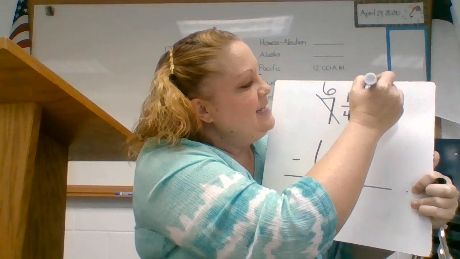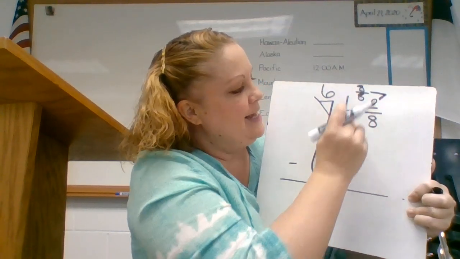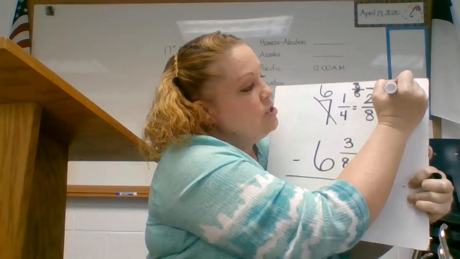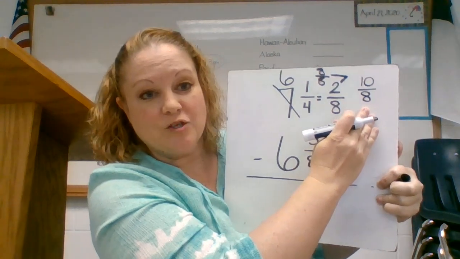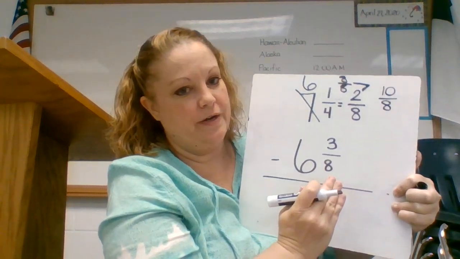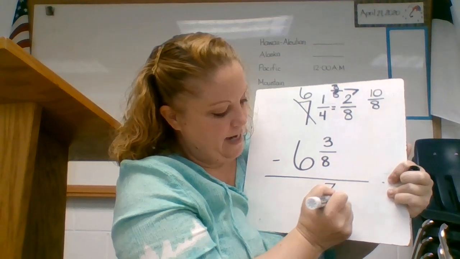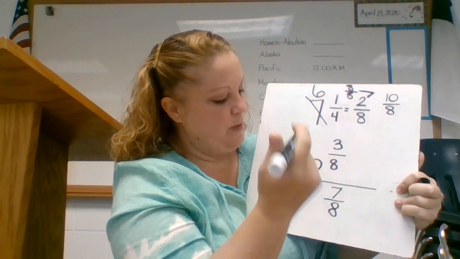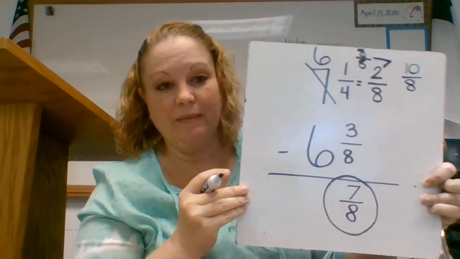All right, but these two are together. The whole point of borrowing is to put these two together so that this fraction can help out this one. So all together, combined, I now have a fraction of 10/8, which is very easy to subtract 3/8 from. So when I subtract, there's 7/8. There's nothing to simplify. And then 6 minus 6 is 0. This is all I'm left with.